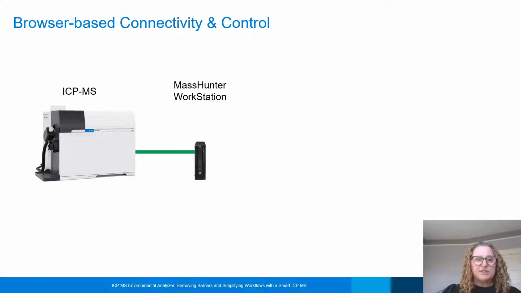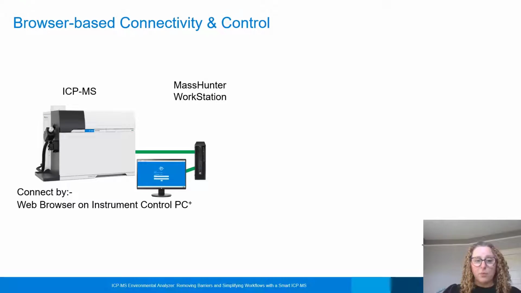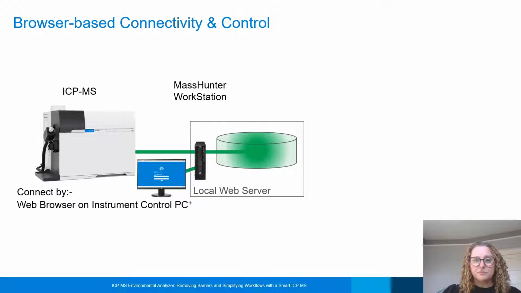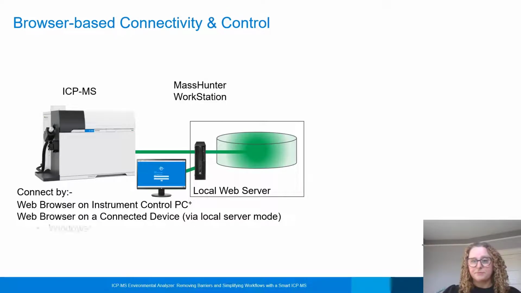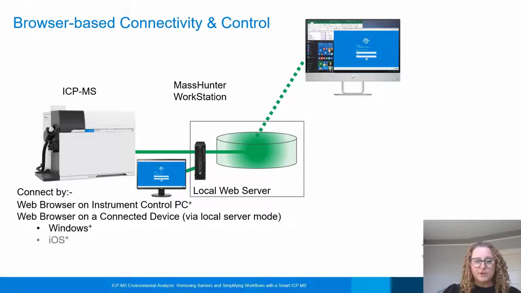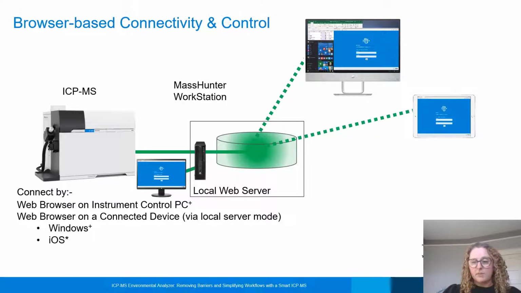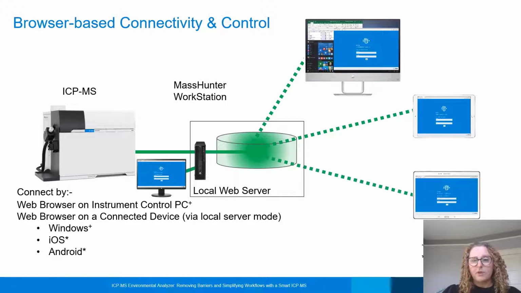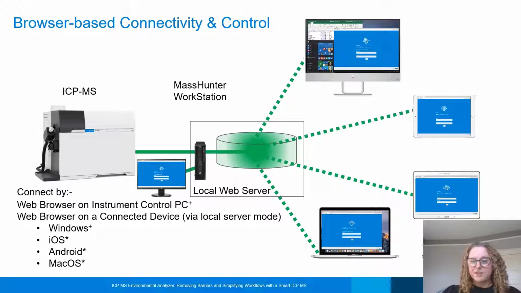So let's take a closer look at this browser-based connectivity and control. You can see that we have our ICP-MS, which is connected to our MassHunter workstation. This can connect by a web browser or instrument control PC. And then we have this local web server. This web browser can be connected to a device such as Windows or Android software or your Mac software.